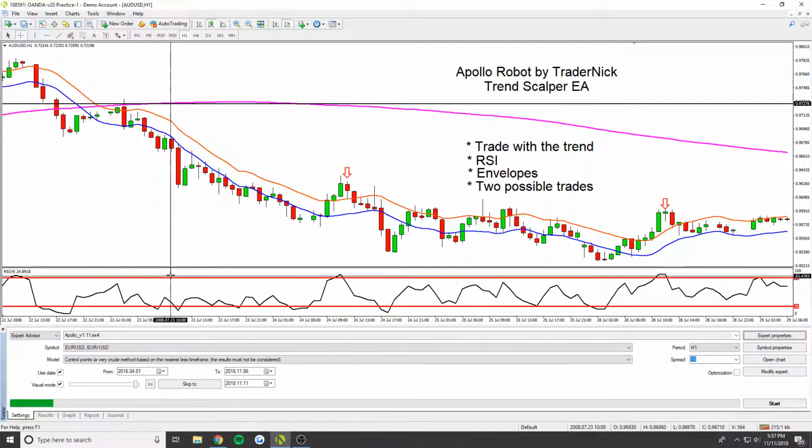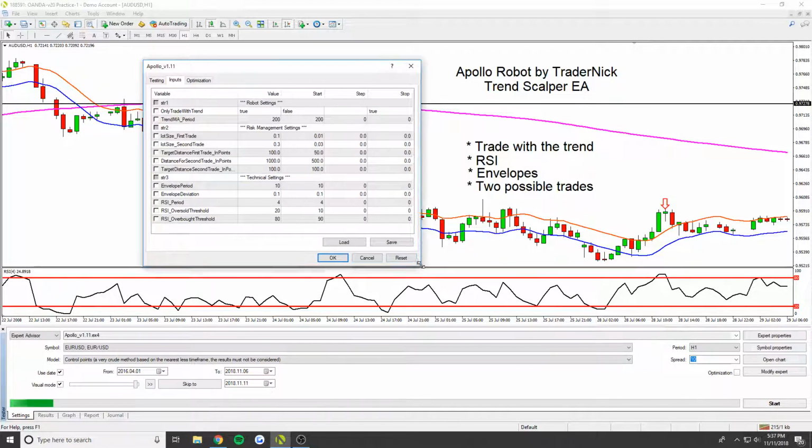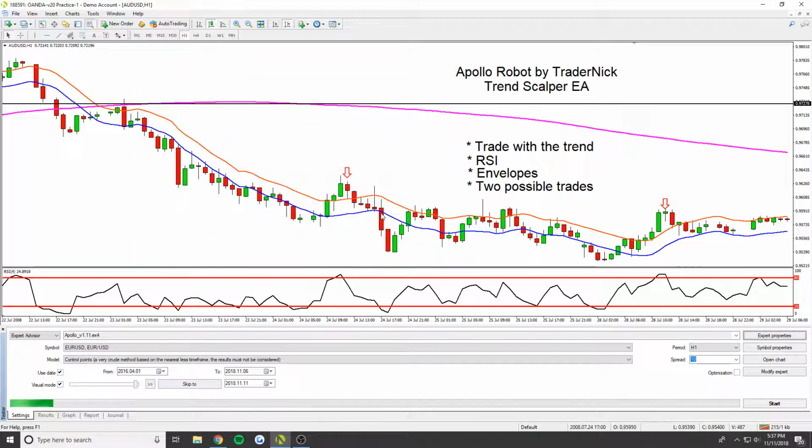If price goes above it, we are looking for trades, and vice versa on our lower threshold, which is our oversold level at 20. Okay, so with our expert properties, any of these can be toggled and changed to your liking. You can play around with them when you have the robot yourself. But let's go ahead and get into the test itself. So we've checked off everything in our properties, and let's go ahead and click start on this.